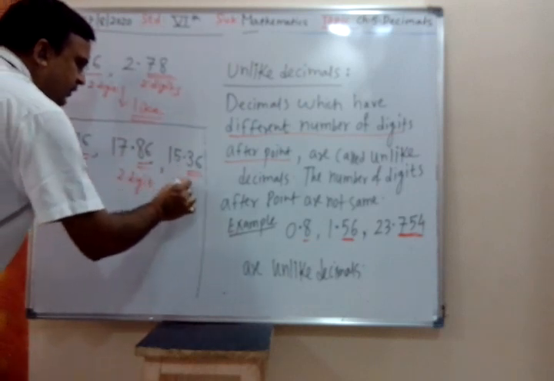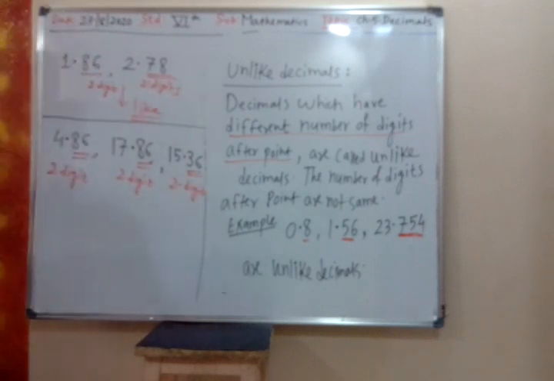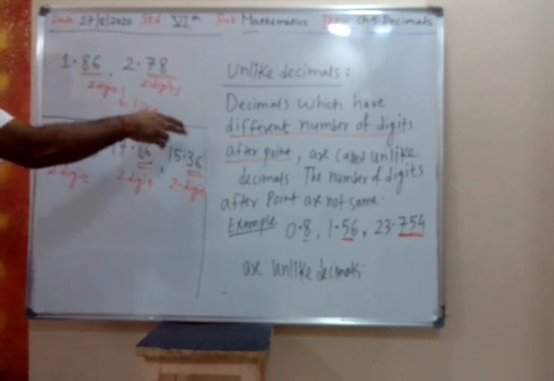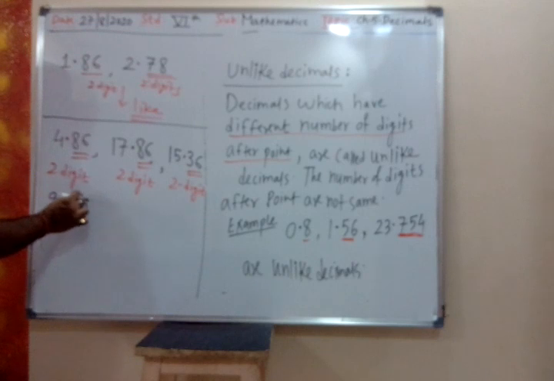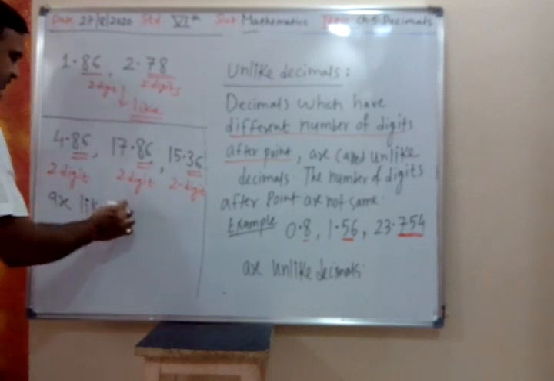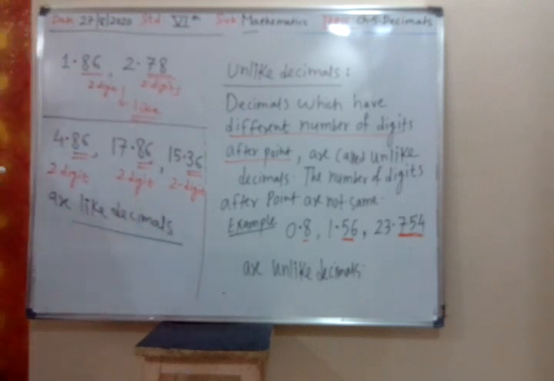After the decimal two digits, the digit need not be the same. We are interested in the number of digits. So in all three, they have the same number of digits after the decimal. So write down, they all are like decimals. Write this. They all are like decimals. Yes, underline.